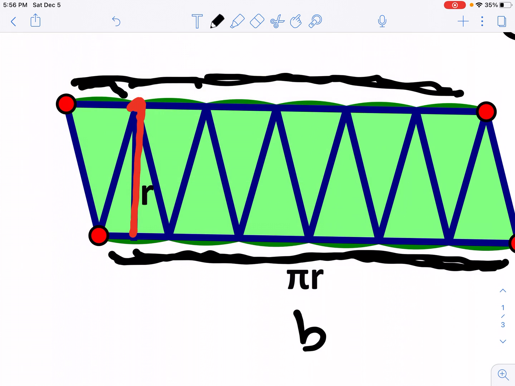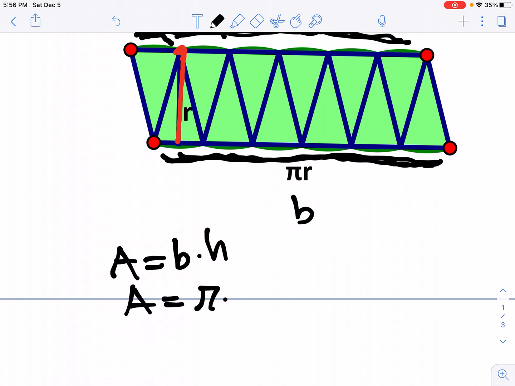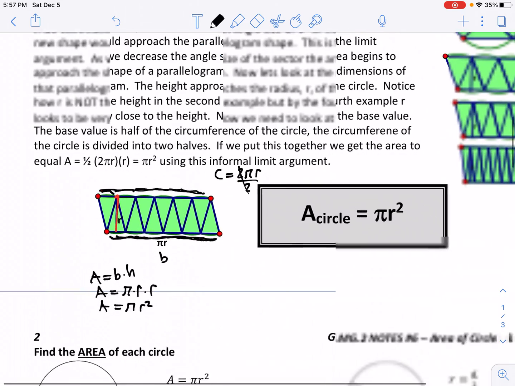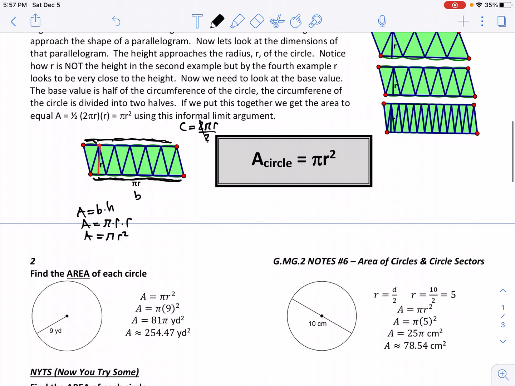So with that in mind, that represents the height. Well, looking at the area of a parallelogram, base times height, our area, the base being pi times r, times the height, which is r, the radius, we end up with the area being pi r squared, because r times r is r squared. Okay, so that's where the area of a circle comes from.